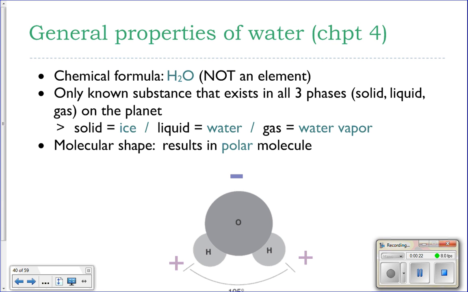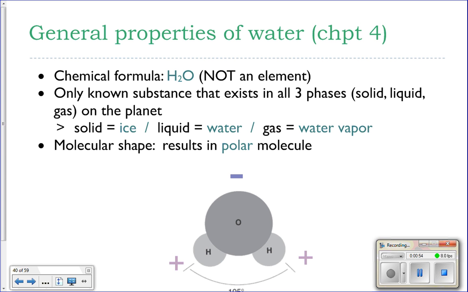Let's look at the structure of a water molecule so that you know what makes it unique and why it behaves the way that it behaves. So water is a molecule. It's not an element. It is made out of two elements, hydrogen and oxygen. And water is H2O, so that means that you have two hydrogens and one oxygen that make up the water molecule. And water is the only known substance on Earth that exists in all three states at the same time on Earth. So you've got your solid, liquid, and gas.